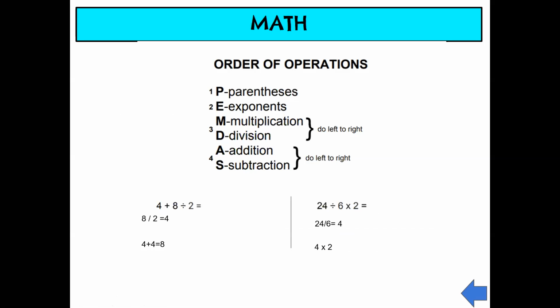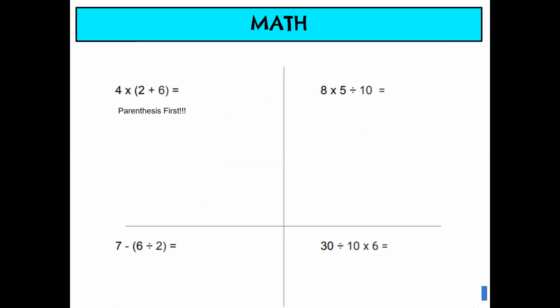Oh, did I not write the problem there? Sorry, I didn't write the answer in. But 4 times 2 would equal what? It would equal 8. So that would be the final answer to this problem. Okay.